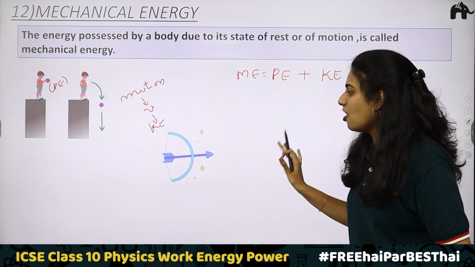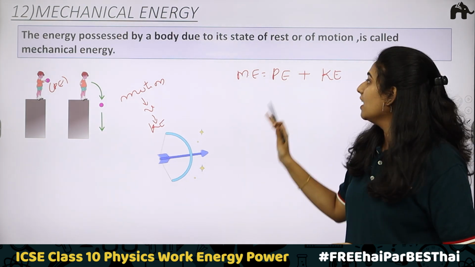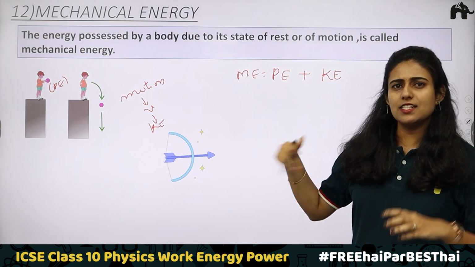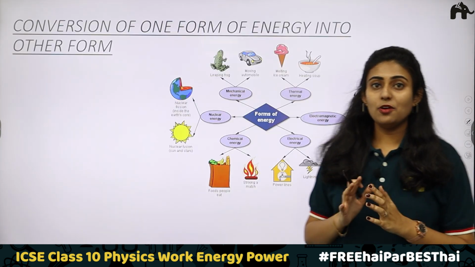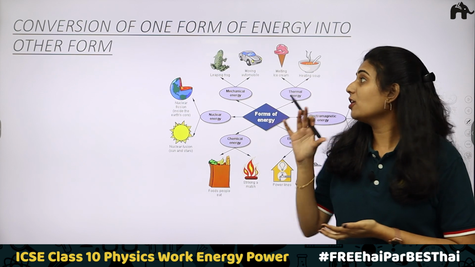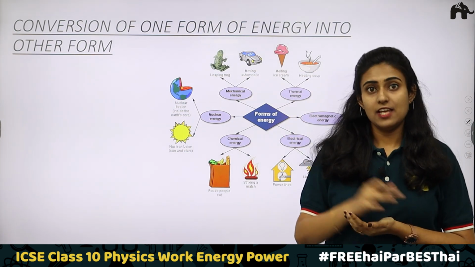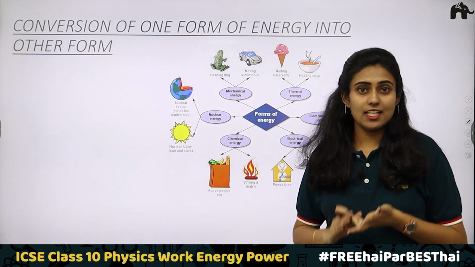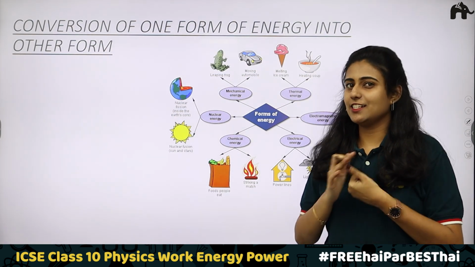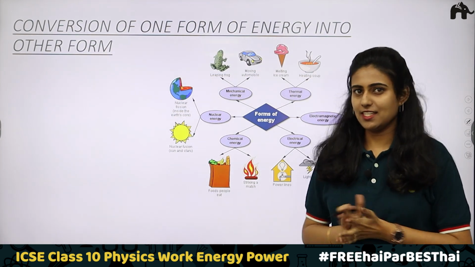Okay, we have explained all these in detail in the previous class. So this is it. Mechanical energy is due to motion or state of rest. By now we have a clear idea about what are the different forms of energy. We have studied 12 different forms of energy: sound energy, heat energy, light energy, electrical energy, mechanical energy, magnetic energy, etc.